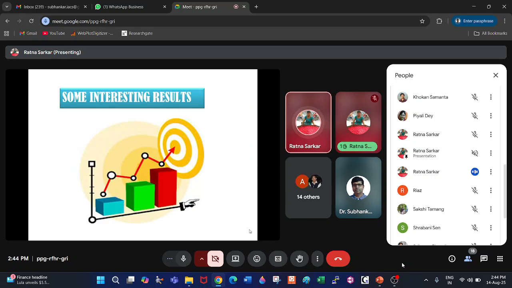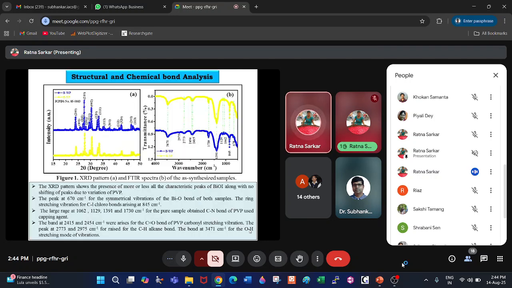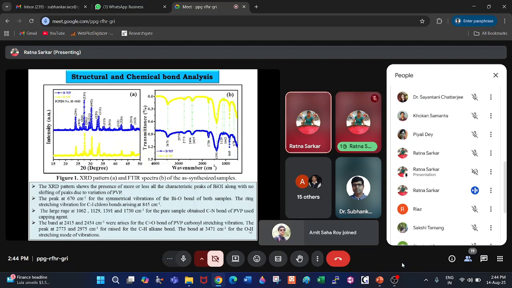Now come to the interesting results. The first figure shows the XRD structure of both materials. Here all the characteristic peaks are available for the PVP added and no PVP added materials. Then figure B shows the FTIR spectrum for both materials, and there also all the characteristic peaks are available. From both figures we conclude that the material is properly formed.